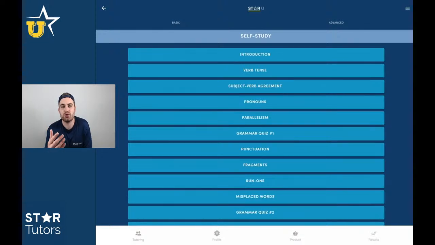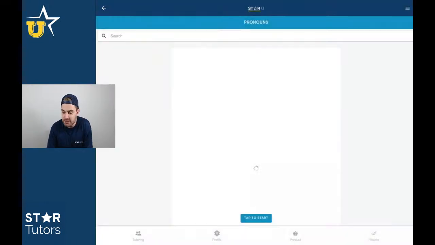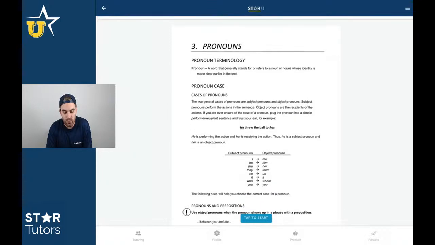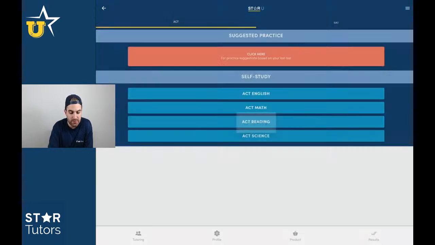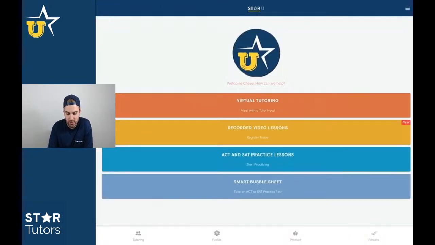So when you guys get to the real test, the reason I'm trying to simulate this as much as I am today is because when you get to the real test, I want you to be doing this while you're standing in line. Rather than talking to your friends, getting really overwhelmed, right? All I want you to be doing is do some simple pronouns work, right? Click pronouns. Again, all you have to do is log in on the home screen, right? Just click ACT and SAT practice lessons.